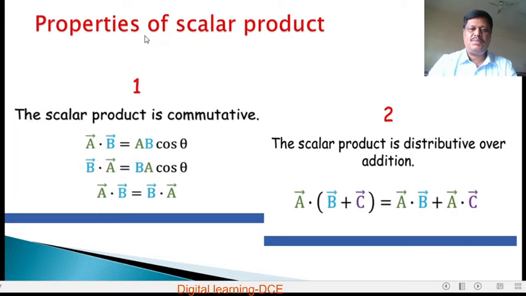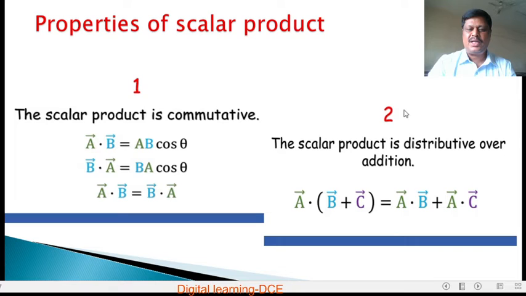So what are the properties of the scalar product? The first property is that the scalar product is always commutative. Commutative means A dot B is equal to B dot A. So we will verify whether it exhibits the commutative property. We know that A dot B is equal to AB cos theta. Similarly, B dot A is equal to BA cos theta. All of these are magnitudes only. So AB cos theta is equal to BA cos theta. Therefore, A dot B is equal to B dot A.